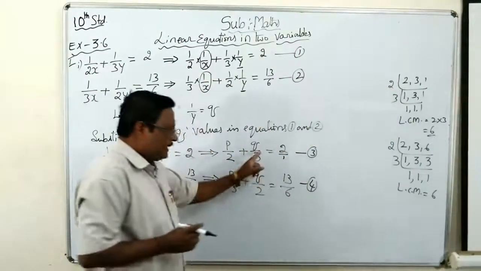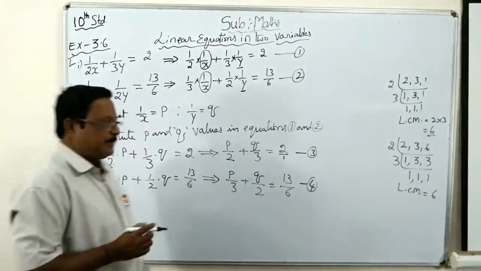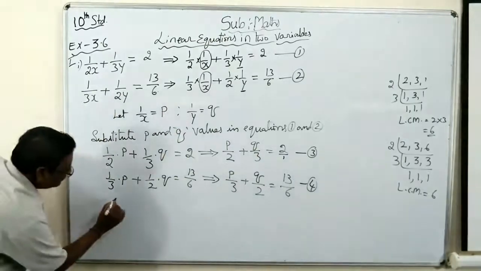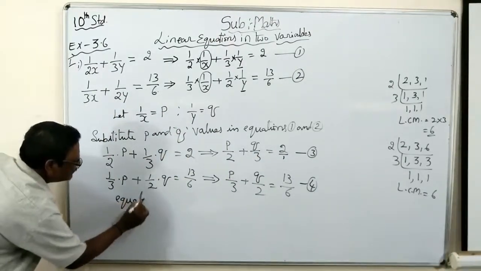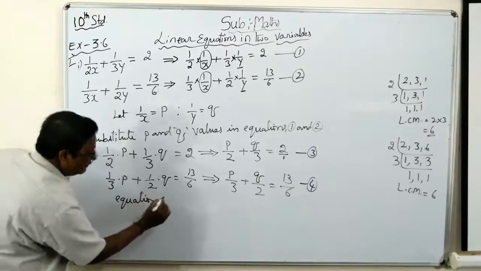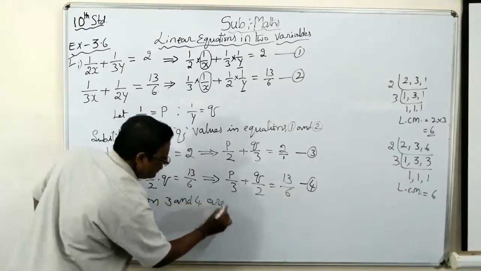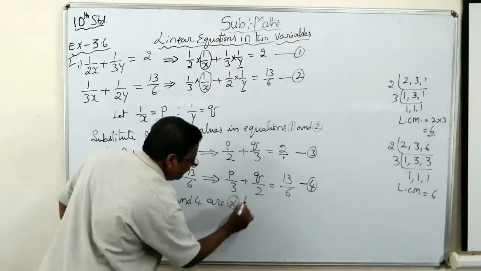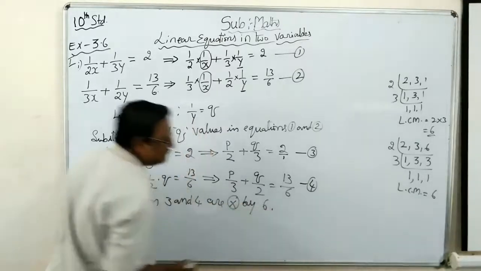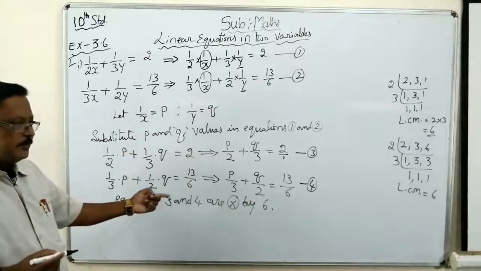It means equations 3 and 4 are multiplied by 6. Equations 3 and 4 are multiplied by 6.